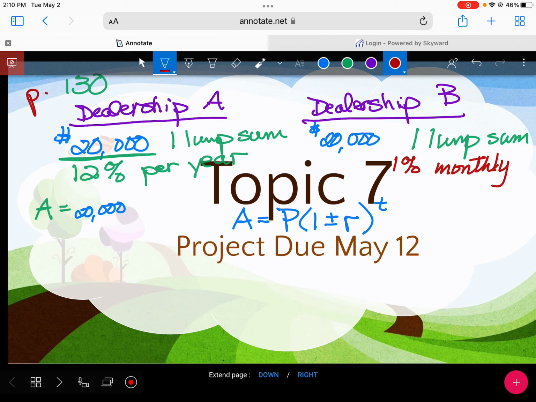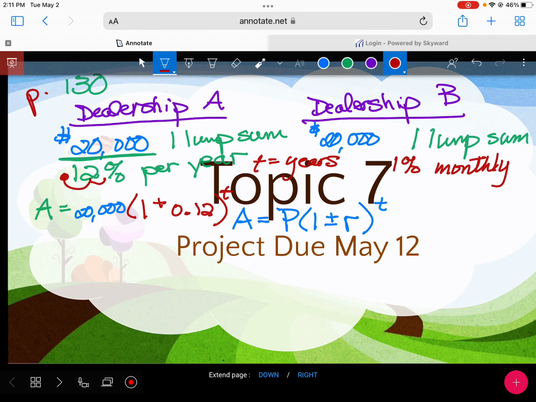times 1 plus or minus the rate. So that is going to be 1 plus 12%. How do I write 12%? 0.12. Yes, we move it 2 places to the left when you're going the other direction. All to the T power. And T is in terms of what for dealership A? Per year. So T is in years. All right, let's go over to dealership B.